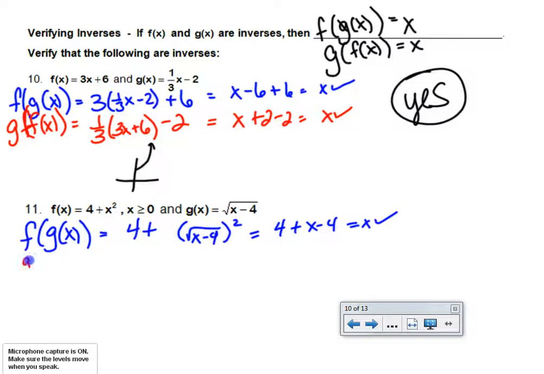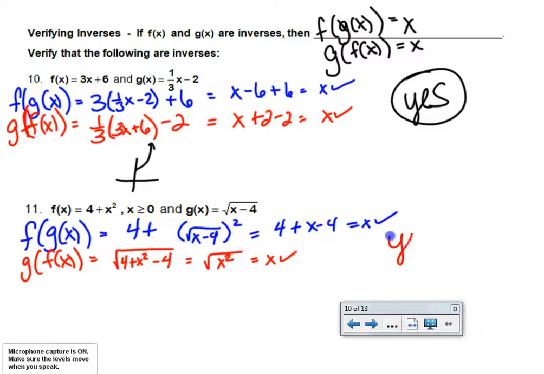Now if I go the other direction, g of f of x, I take the function g as it exists, and instead of x minus 4, I'm going to put the 4 plus x squared inside of that. Now inside the radical, the 4's will cancel, and I just have square root of x squared, which does result in an x. So yes, these are inverses of each other.